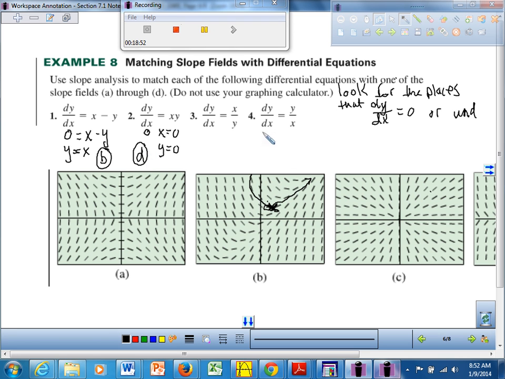All right, how about this one? When will it equal 0? When y equals 0. When will it be undefined? When x equals 0. So I can see vertical tick marks at x equals 0, and horizontal tick marks at y equals 0. Is that A or C? Careful, vertical tick marks at x equals 0. That's the vertical axis. There you go.